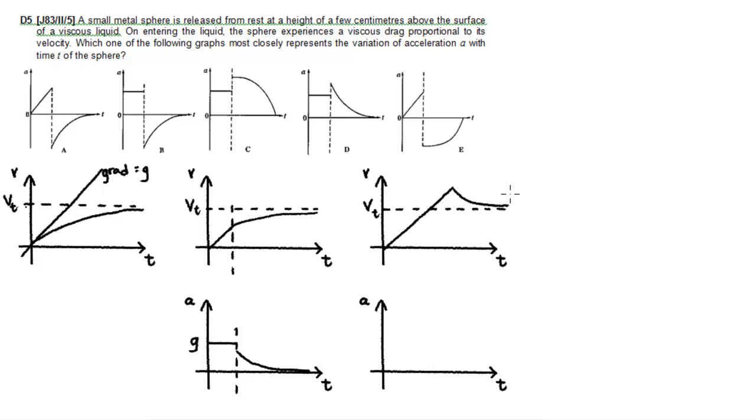Again, the acceleration is constant when the object is still free falling through air. But notice that once inside the liquid, the gradient of the velocity time graph is negative, which means acceleration starts off being negative and slowly approaches zero. And that is the graph given in option B.